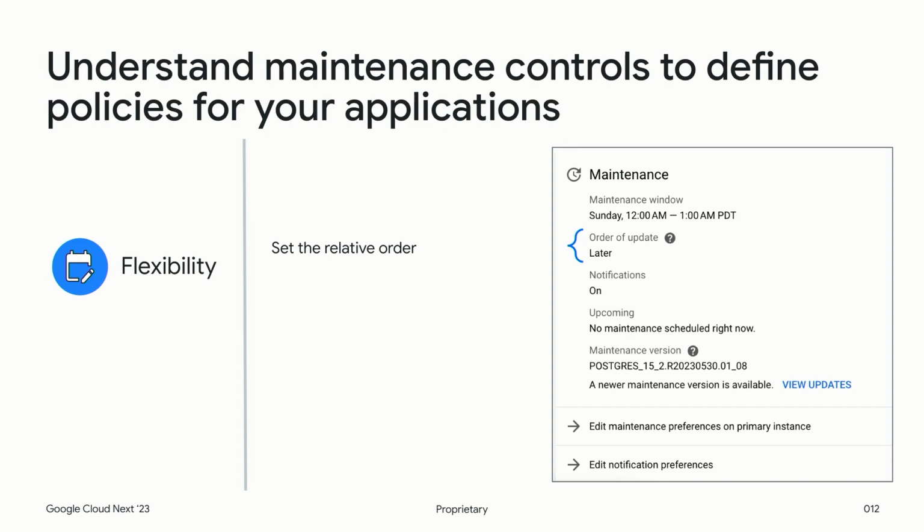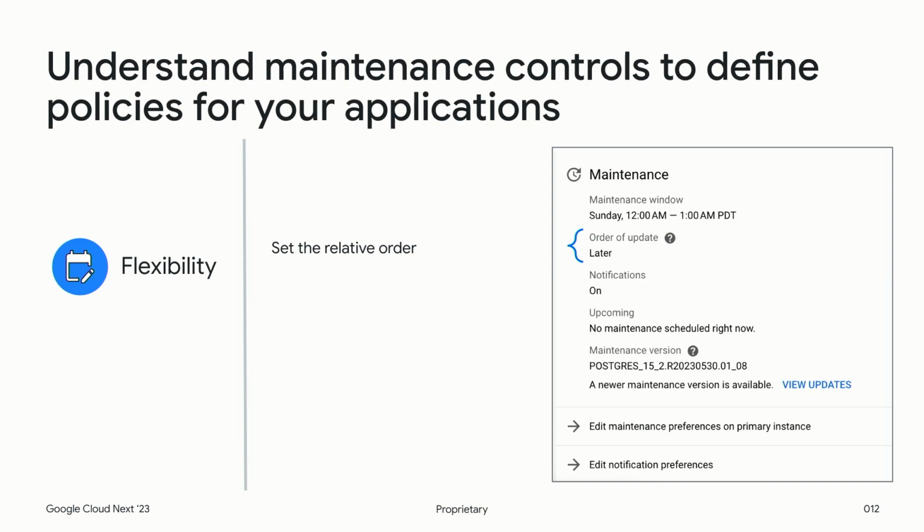The second option is actually quite interesting, and I don't think a lot of customers actually understand the value of this. This is called the order of update. You can set this value to earlier or later. Now, let's say that you have some dev test instances. What you would do is set their order of update to be earlier, and for your production instances, you would set the value to later. What that does is that the instance with the value set to earlier gets patched a week before the one for which the value is set to later.